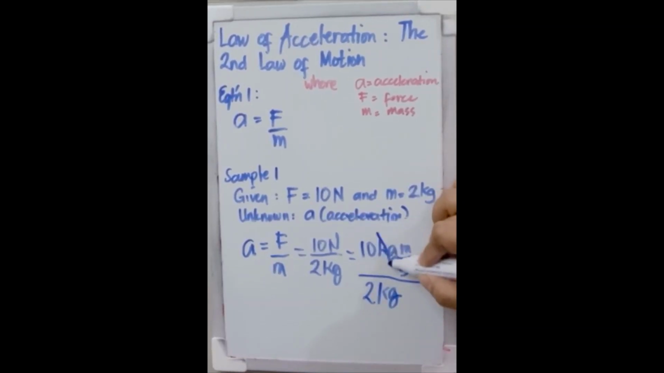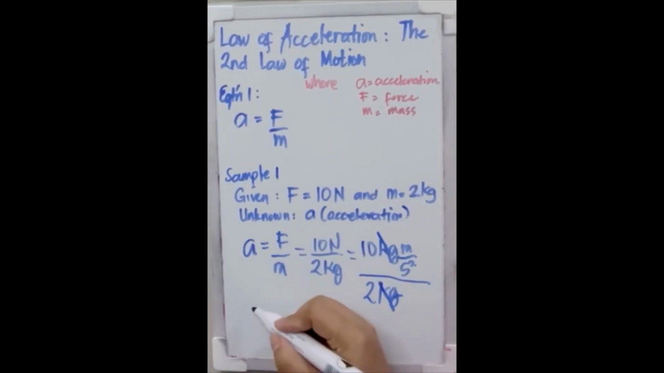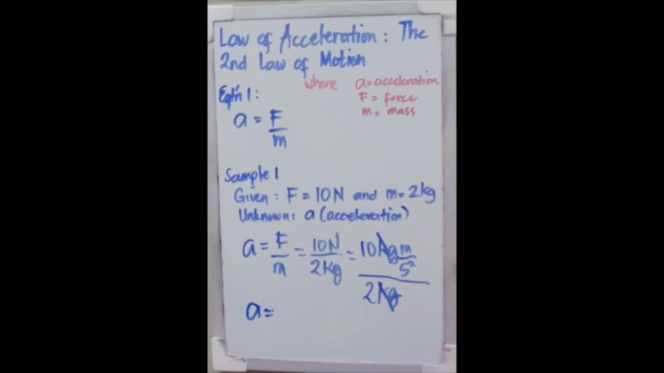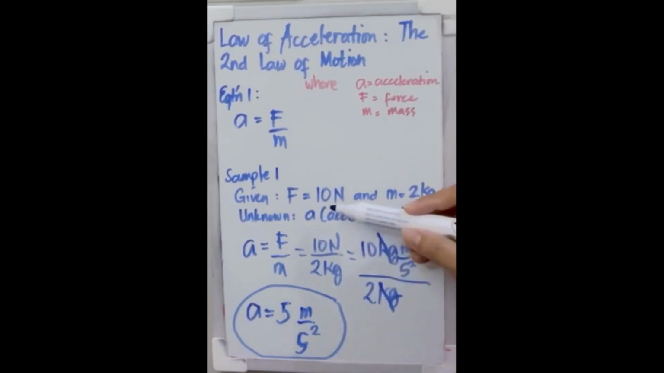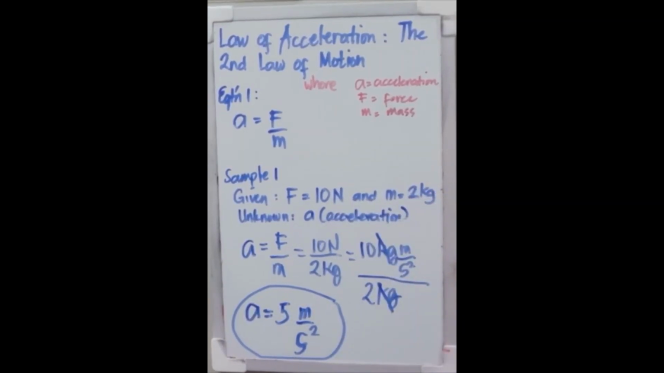So we can now cancel the kilograms. What is left is meter per second squared. So your final answer would be acceleration is equal to 10 divided by 2, which is 5, and then just copy meter per second squared. So this would be your final answer. Whatever is the direction of the acceleration, that is the same direction for the force.